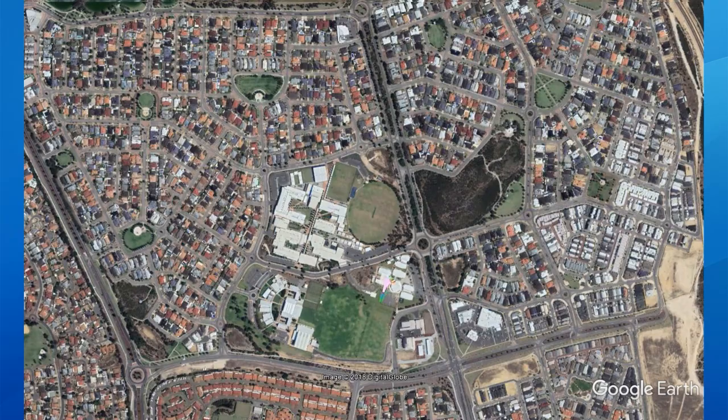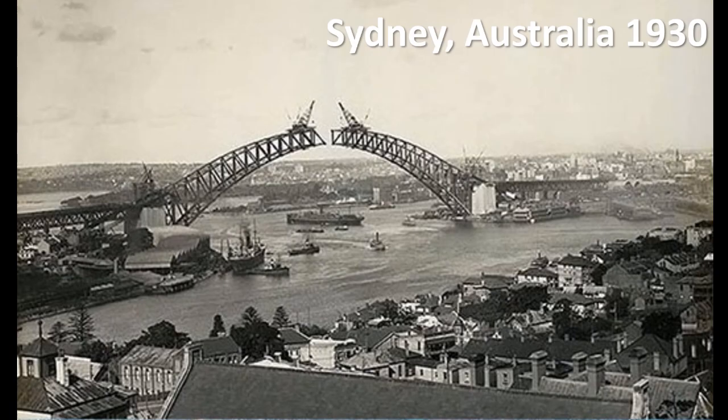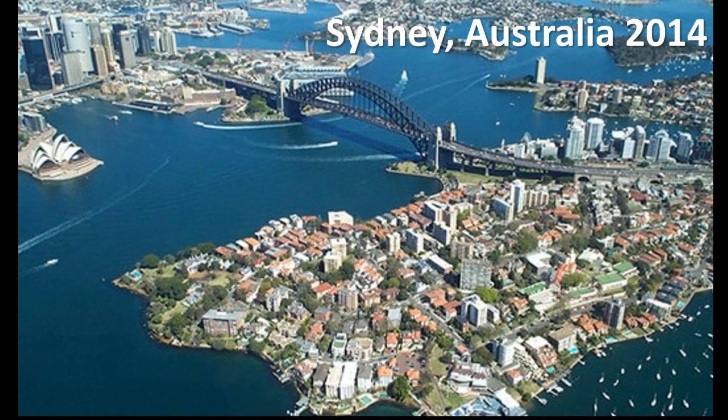Very impressive. Now here are some more dramatic examples. We can see in Sydney in Australia in 1930, it looked like this. But by 2014, it looked like this.